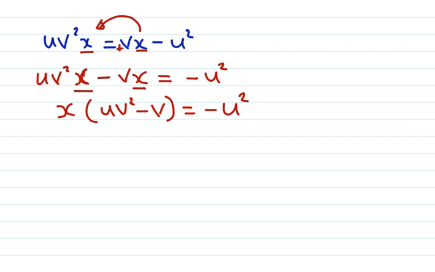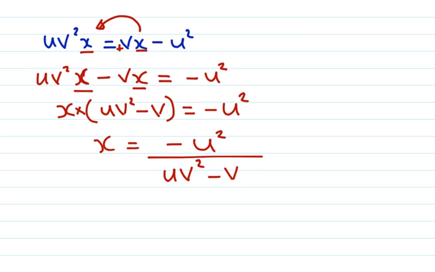Anyway, I'm just going to bring this straight to the finish now. x is multiplying that whole bracket. So to get rid of that whole bracket so x can finally be alone, I have to divide by that bracket. So x on its own is minus u squared, all of that divided by u v squared minus v. And this is now done.